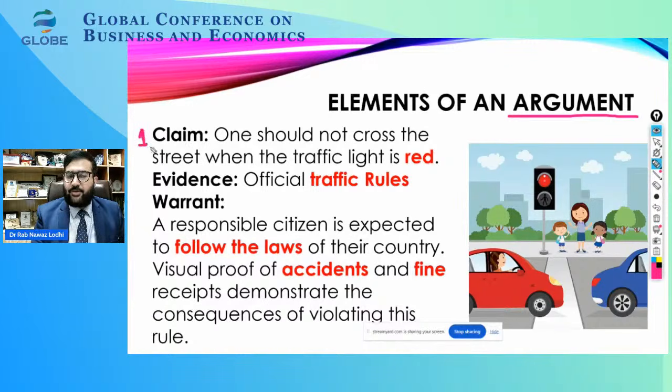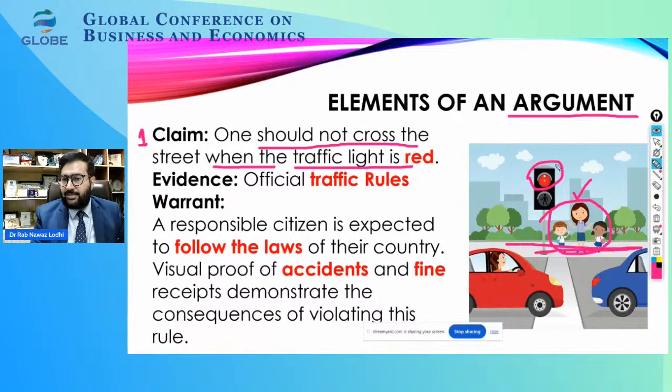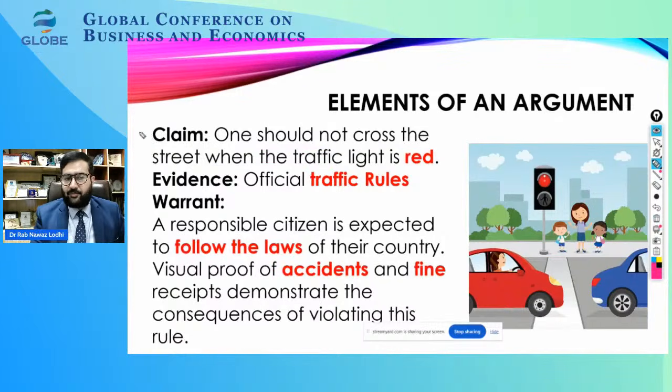So now try to understand with this example that one should not cross the street when the traffic light is red, right? So these kids with the mama, they should not cross the line, this particular street, right? Because the signal light is red. So this is the claim. This is the claim. The first element of the argument.